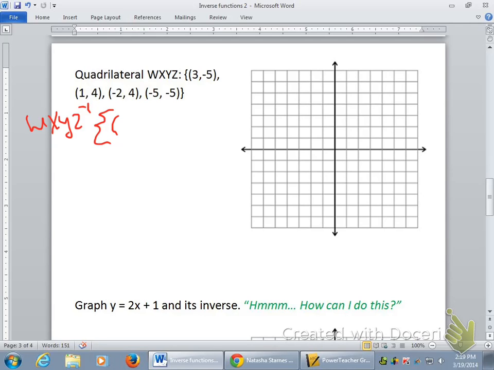So what would be my new points? Start at the beginning: 5, 3. -5, +3. And then 4, 1. And then 4, -2. And -5, -5. That one doesn't even change, does it? Okay. Can you graph those? Of course you can. So take just a moment to graph those.